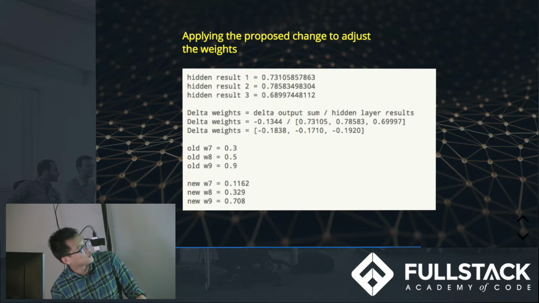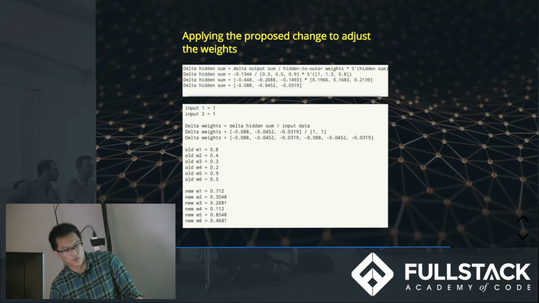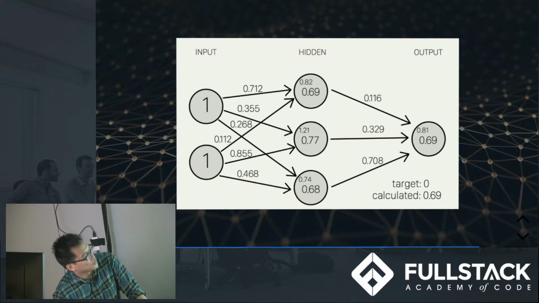So we apply this for the hidden layers in the middle. We find out the delta weights by dividing the delta output sum by the hidden layer results, and we will have the delta weights. We will then add the delta weights to our current weights and get our new weights. We do this for both layers. We do it for layers between the input layer and the hidden layer, and this will be our new neural network with the weights adjusted through backpropagation.